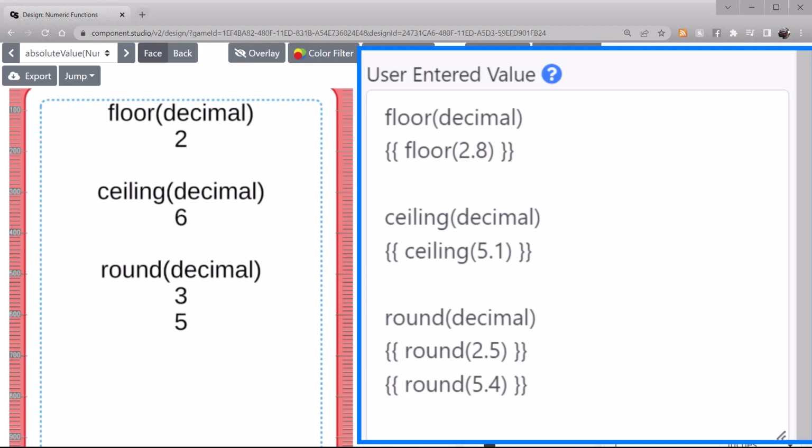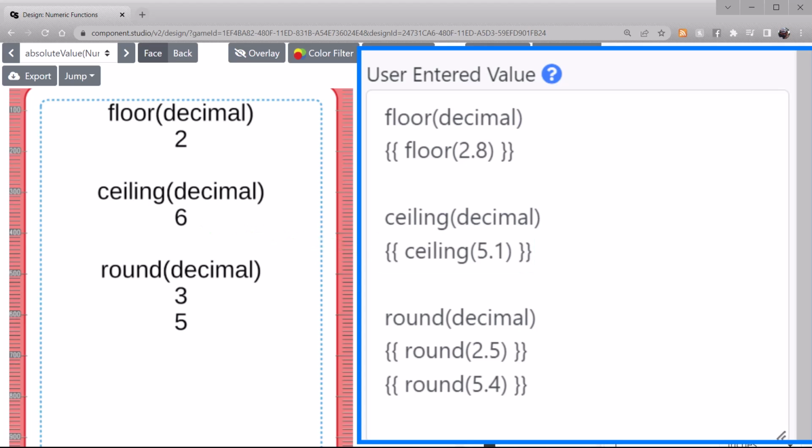The ceiling and floor functions take a decimal number and return the largest or smallest integer. A simplified way to understand this is that the ceiling forces the decimal number to round up to the nearest whole number, and the floor forces it to round down. That means floor 2.8 would return 2, and ceiling 5.1 would return 6.